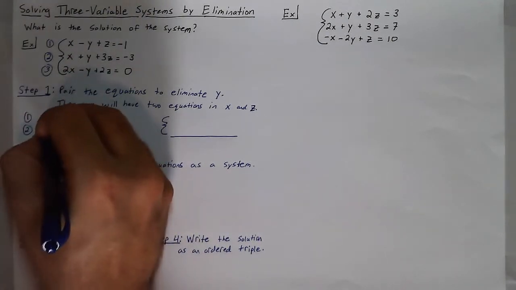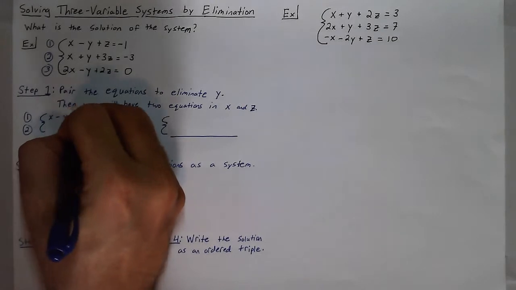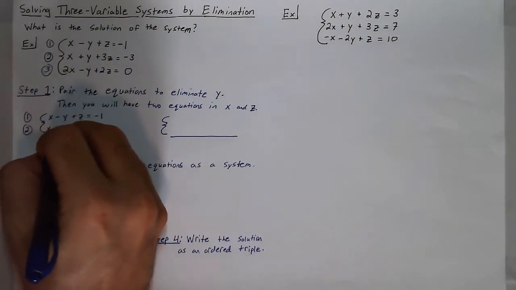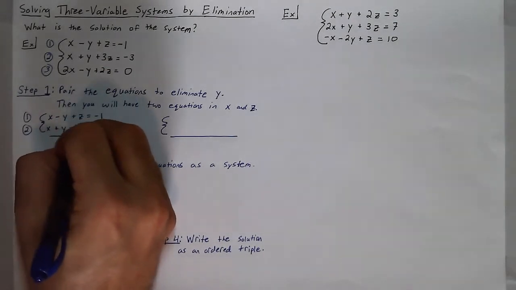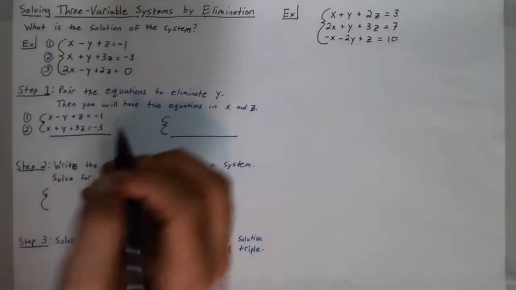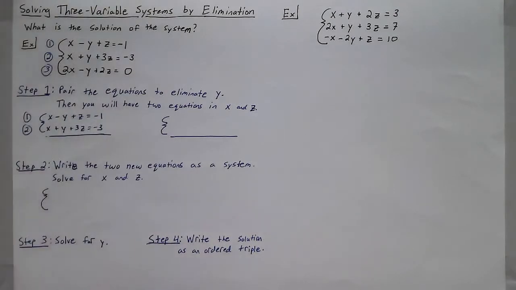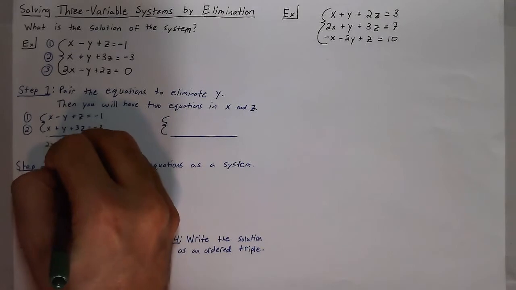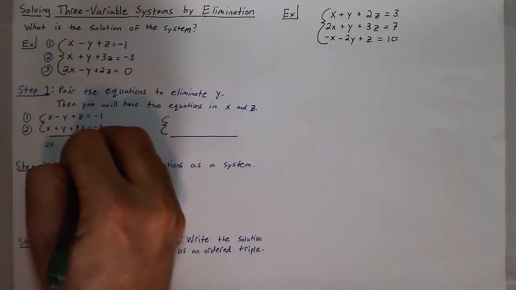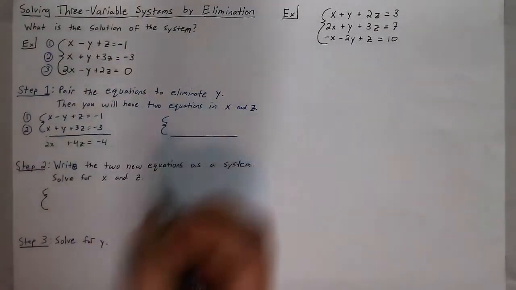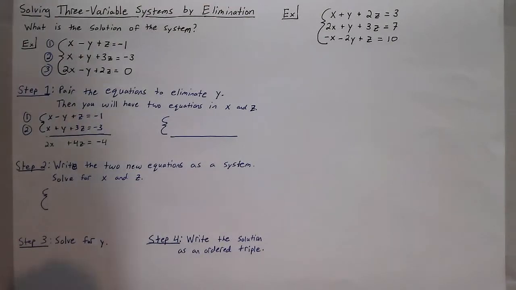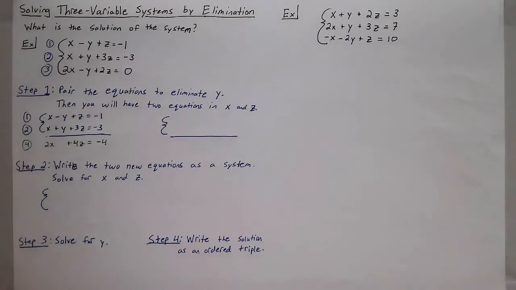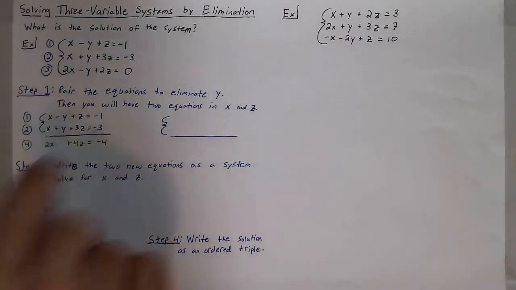Equation 1 being x minus y plus z is equal to -1, and equation 2, which is x plus y plus 3z is equal to -3. By adding these equations together, I'll get 2x plus 4z is equal to -4, which I'm going to call equation 4. So I know that this is a different equivalent equation for the system just by adding two of them together.